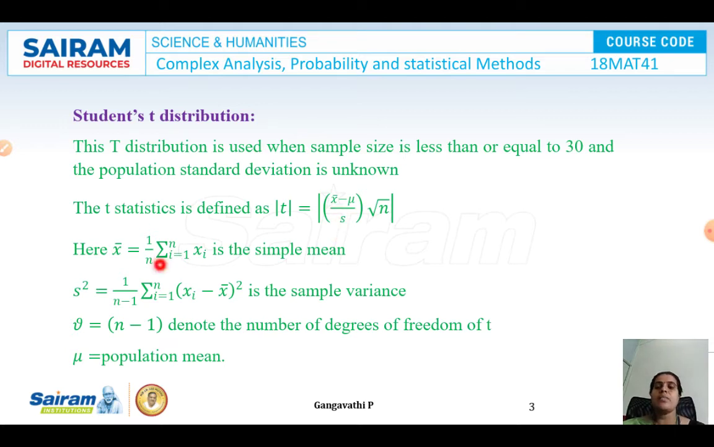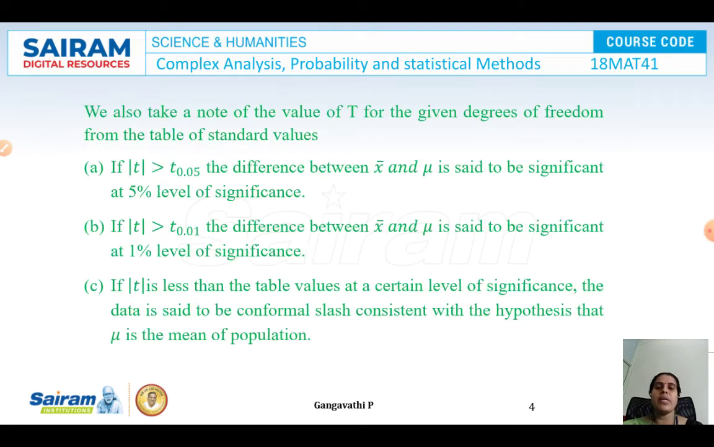Here x bar is the sample mean, defined as 1 by n into summation i varies from 1 to n of xi, and s square is the sample variance, which is 1 by n minus 1 into summation i equals 1 to n of xi minus x bar whole square. And V is the degree of freedom, which is always n minus 1, the degree of freedom of T, and mu is the population mean.